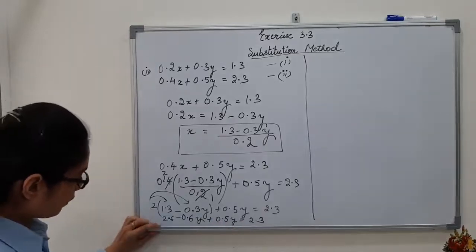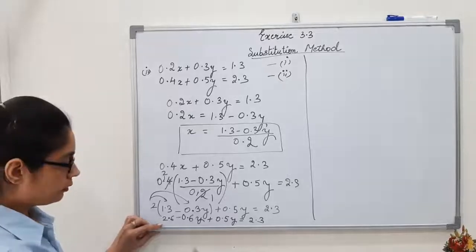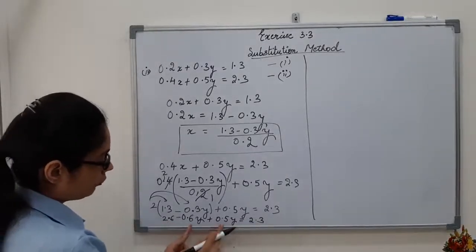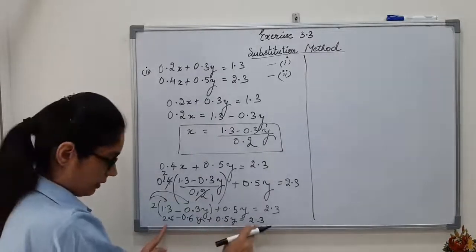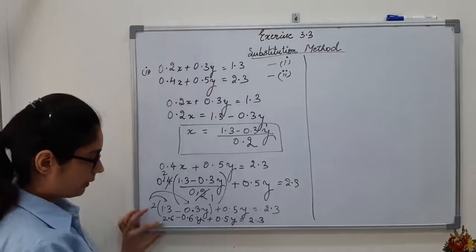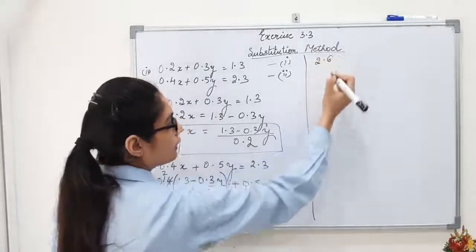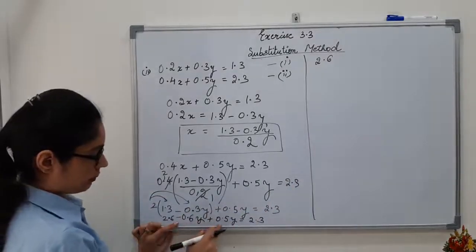Now we will solve it. Only like terms can be added or can be subtracted. So my like terms are these are the constant and these are with the variable y. These two terms can be added or subtracted, and these two terms can be added or subtracted. So I will write 2.6 minus 0.6 plus 0.5.